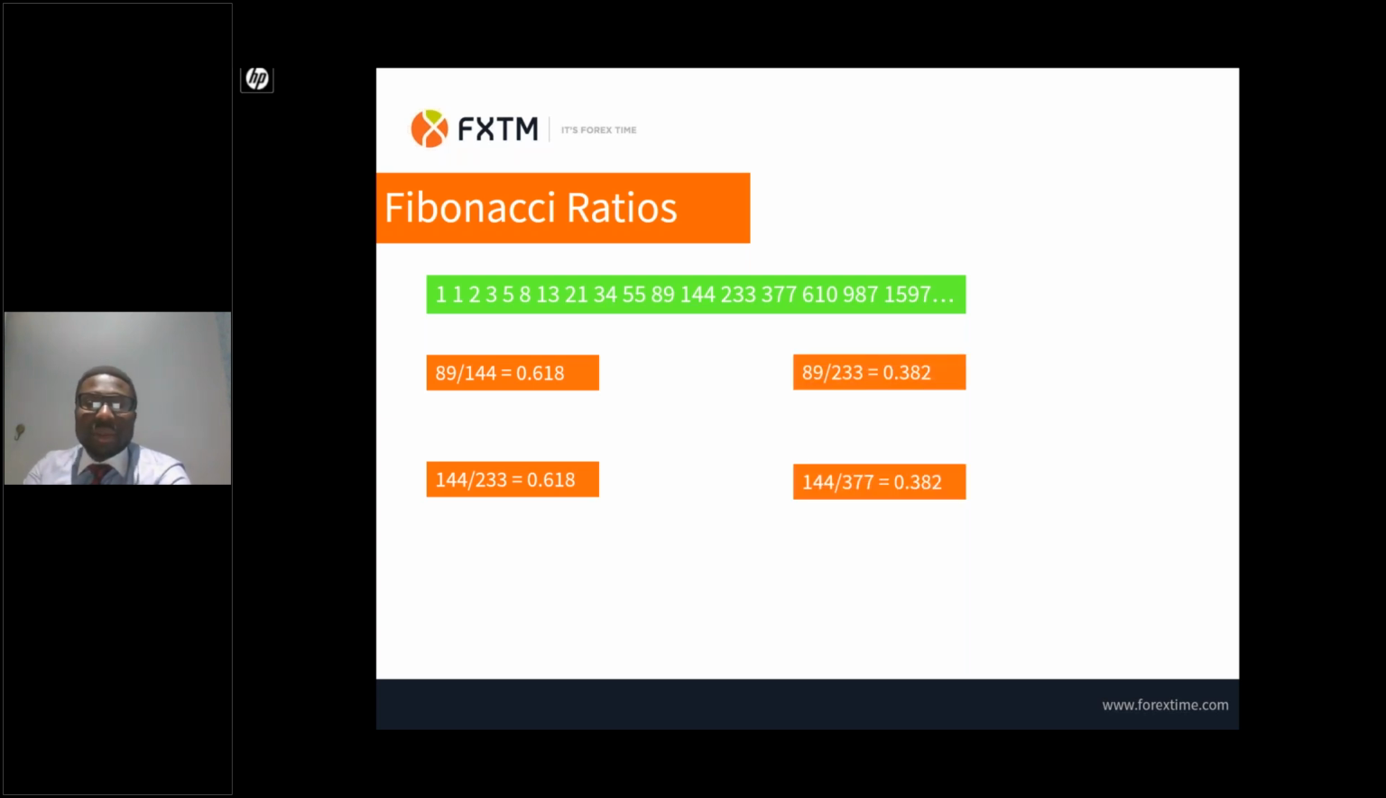So then he went on again to divide, this time around, alternate numbers. Now, in dividing alternate numbers, it means I'm going to skip one number and go to the previous one. So here we start with 233, you will skip 144 and take 89. And it gave us 0.382. 377 divided by 144 will give you 0.382.